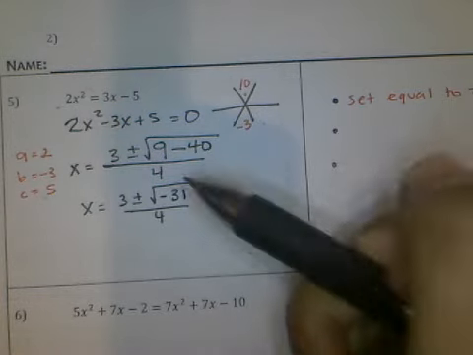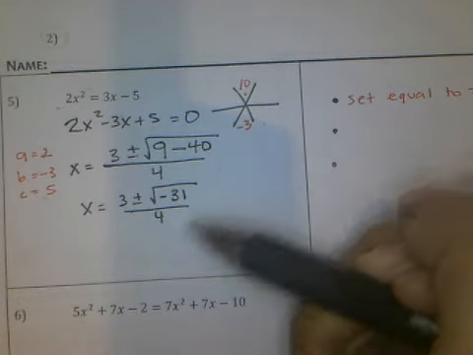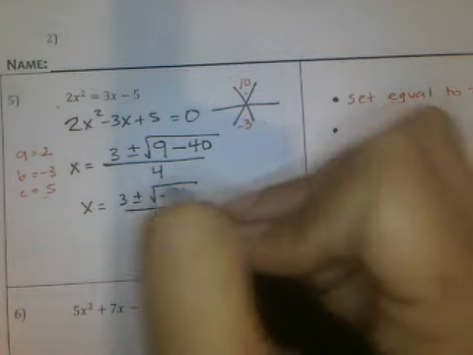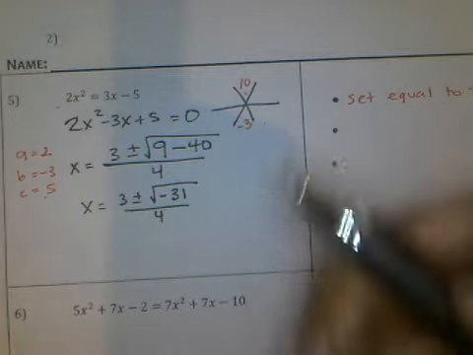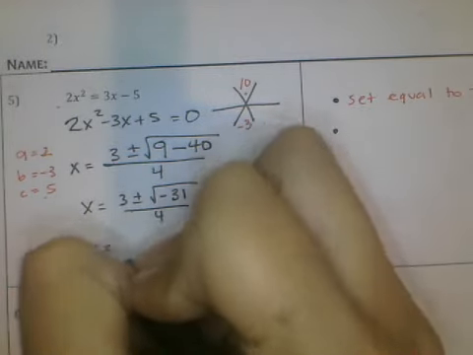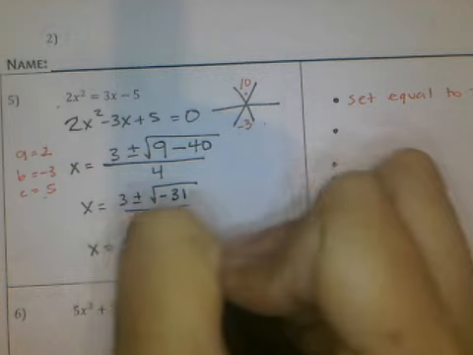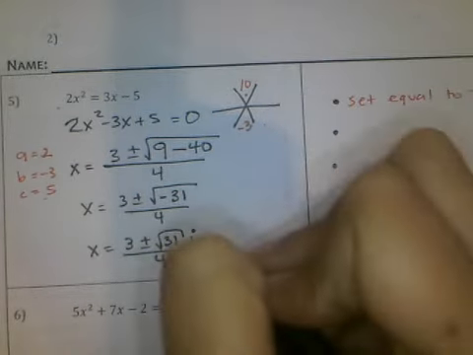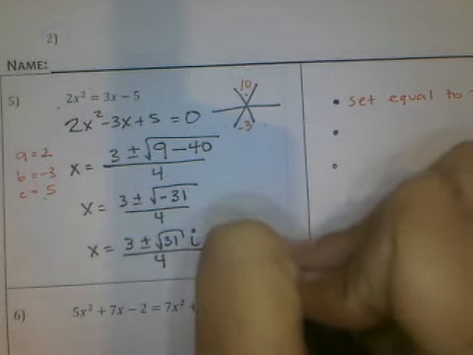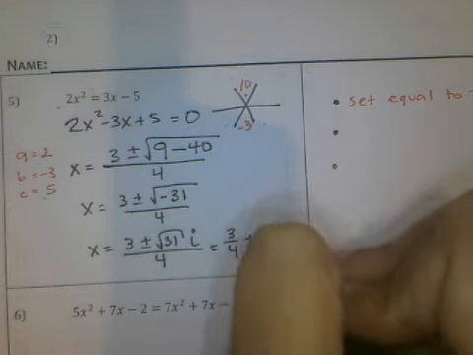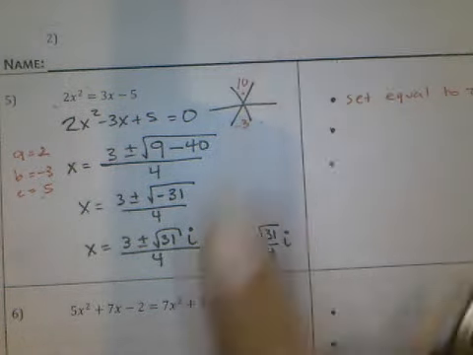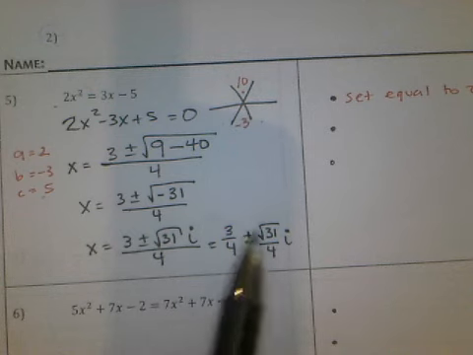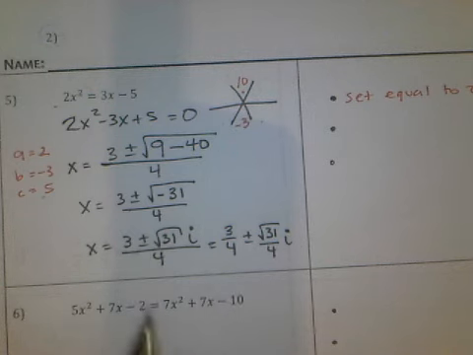Bells should be going off in your head because a negative inside of a square root is either no solution or we would treat it as i. A negative inside the square root is i, not a negative i. So that negative means that our solution is really 3 plus or minus the square root of 31 i over 4. This could also be written as 3 over 4 plus or minus root 31 over 4. Either format would be fine. However, make sure that the 4 gets distributed to both fractions. Don't simply simplify one or the other.